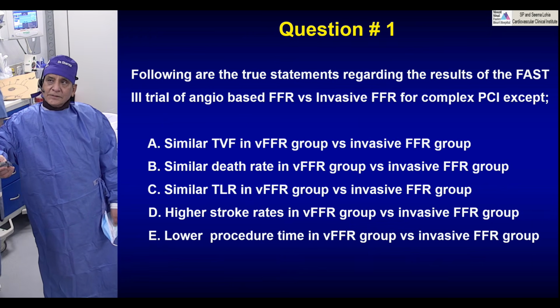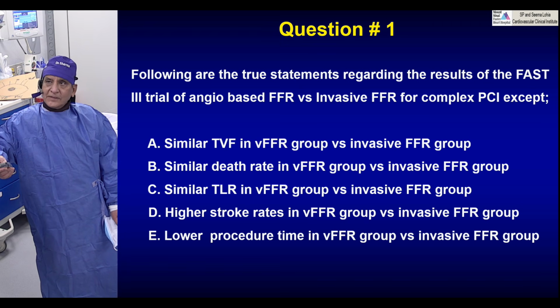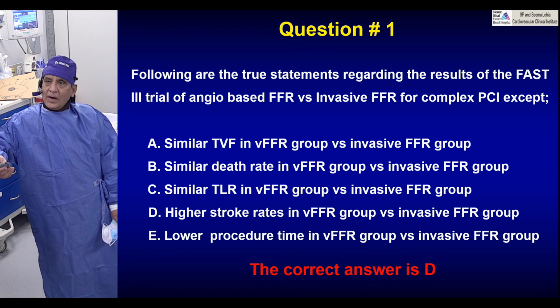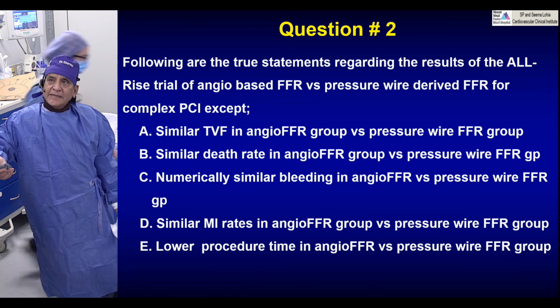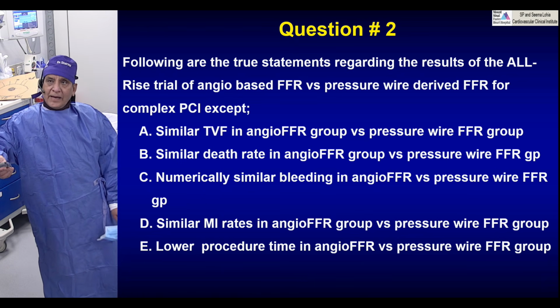Let's go to 3 questions. One, the true statement regarding the results of the FAST-3 trial, angio-based FFR versus invasive FFR, except similar TVF, similar death rate, similar TLR, higher stroke rate, and lower procedural time. Answer: there is no higher stroke rate. It was similar. Second, using the ALL-RISE trial of the angio-based FFR versus pressure wire FFR, similar TVF, similar death rate, numerically similar bleeding, similar MI rate, and lower procedural time.